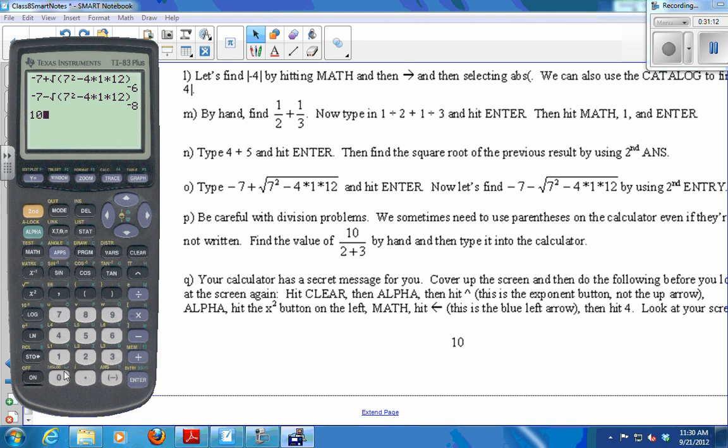If I just type it in, 10 divided by 2 plus 3, I get 8. What did it do? Why did I get that? It divided by the 2 and then added the 3. It followed the order of operations. So you have to put in parentheses to tell it to add the 2 plus 3 first. So you have to do 10 divided by the quantity 2 plus 3. And then you get the 2 that you're looking for.